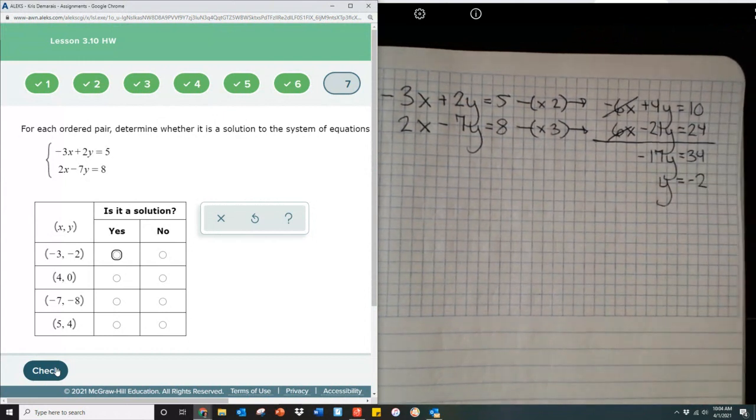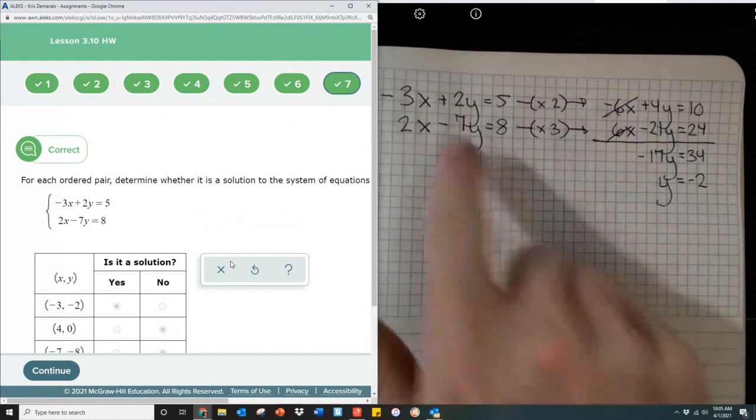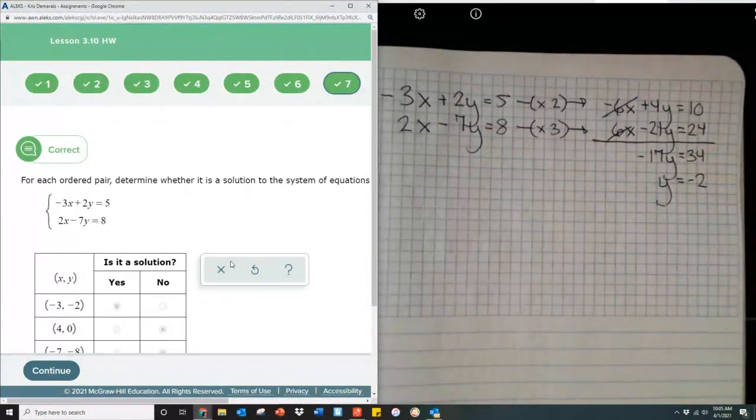So y equals -2. Which one has y equals -2? It's the first one. So the answer here is yes. The other ones are no. See, if you know how to do what I did, that was really super fast to answer, especially when determining whether it's a yes or no if it's a solution. I absolutely love that. I just saved you so much time. You just don't appreciate it right now because you think everything's hard, but believe me, you'll appreciate it.